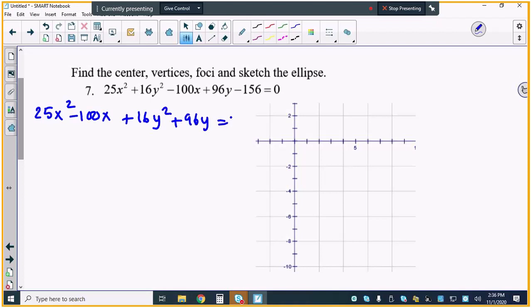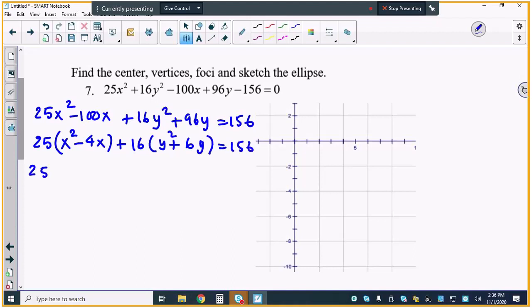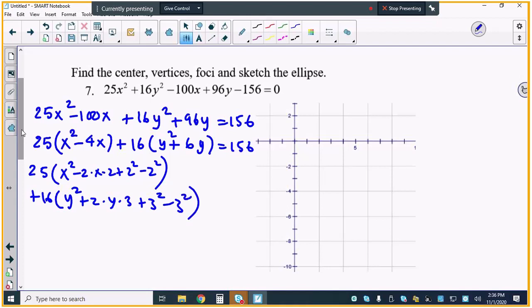Take the constant term to the other side. Now factor out 25 from the first two, so it's x squared minus 4x. Factor out 16 from the second pair of terms, so this is y squared plus 6y equal to 156. So I do 25 times x squared minus 2 times x times 2 plus 2 squared minus 2 squared to complete the x terms. Similarly, plus 16 times y squared plus 2 times y times 3 plus 3 squared minus 3 squared, and that completes the y term.